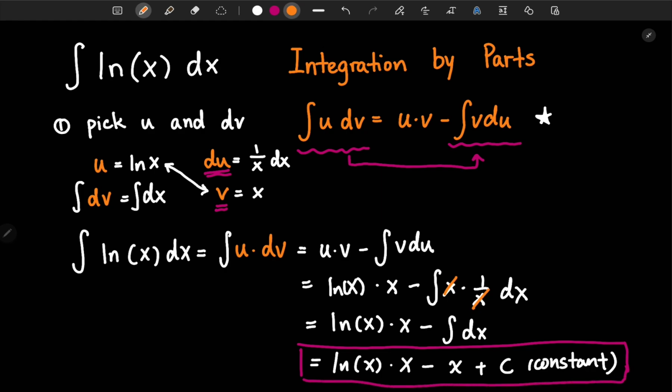By using integration by parts, we're essentially able to transform our original question, the integral of ln of x dx, into a much simpler integral, which is just the integral of 1 dx. And this kind of transformation is how integration by parts can help us to solve these types of questions.